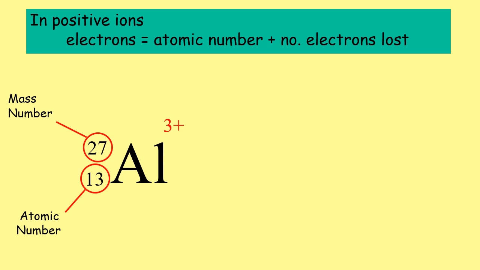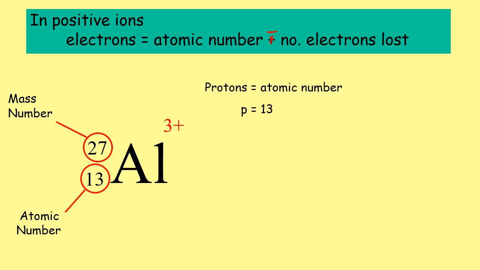When it comes to calculations, we have to use the charge to help us work out the number of electrons. So in a positive ion, you will have lost electrons. So your number of electrons is going to be your atomic number minus the number of electrons you have lost. Okay? So the atomic number minus the number of electrons lost. And in this case, because it's three positive, it will have lost three electrons.